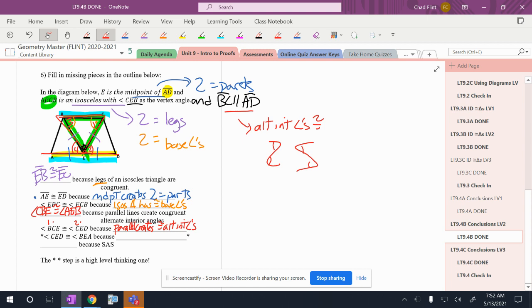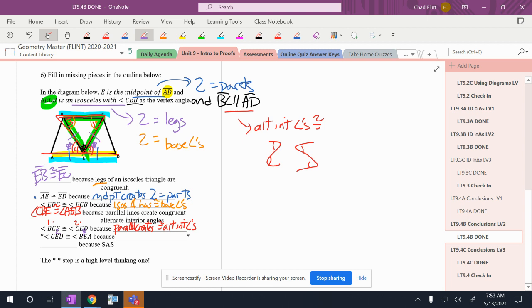Now I've got a step with a star here, and this is kind of a preview of what's going to happen when you actually write your own proofs. Getting to where I am right now is just, do I know the basic vocabulary for the stuff that we're doing? This next step right here, and I've numbered things. So CED is 2, BEA is 4. So it's saying that 2 over here is congruent to 4 over there. So how do I get there?